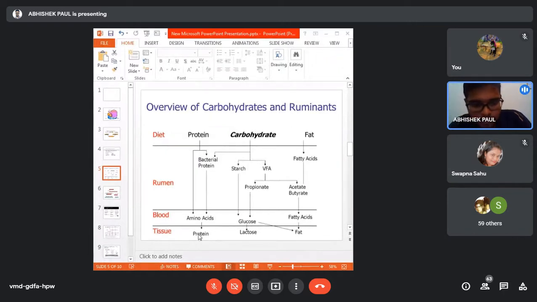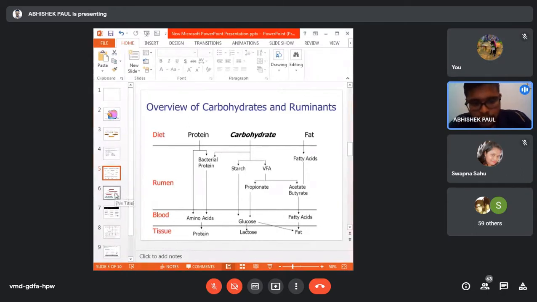Now coming to the milk protein, which is casein. Casein comes from the protein source, meaning whatever protein you offer to the animal. First it converts into bacterial protein, or ruminal protein, and finally into amino acids, and these are converted into casein. Casein is the milk protein.